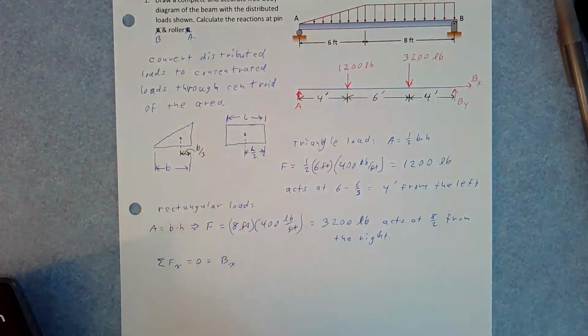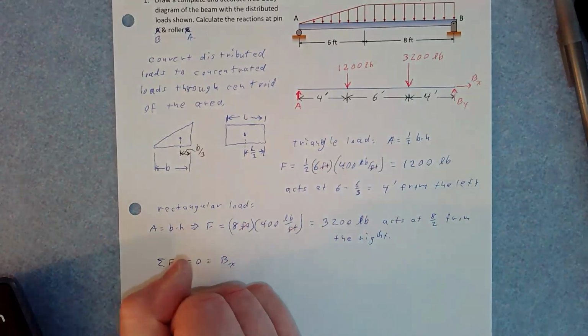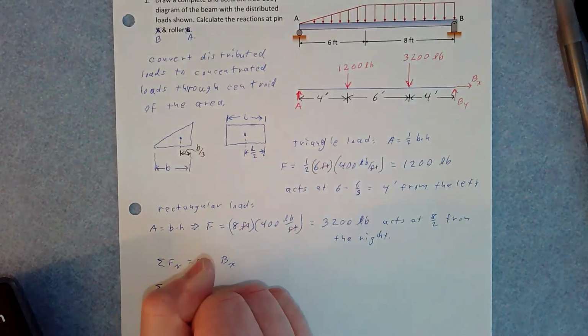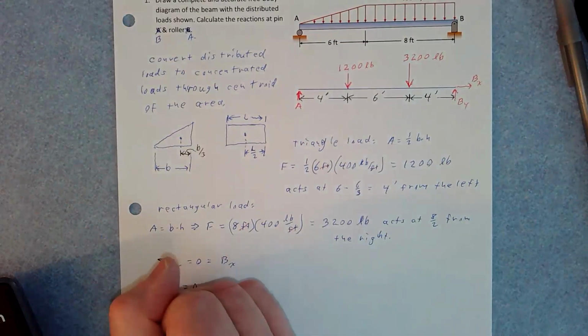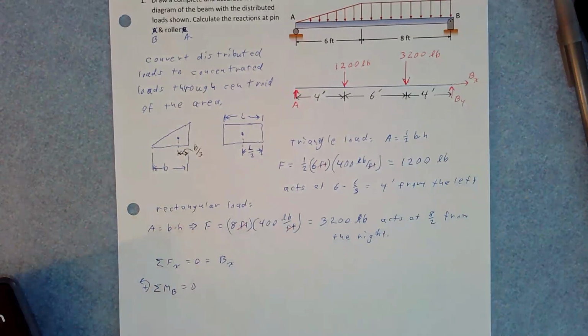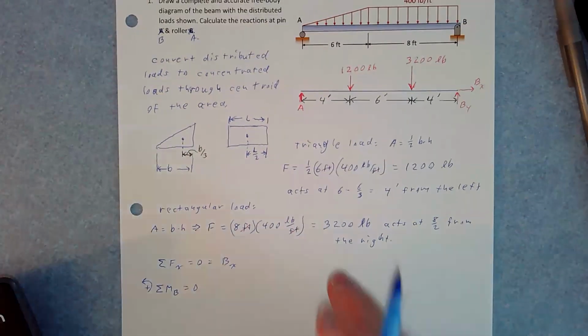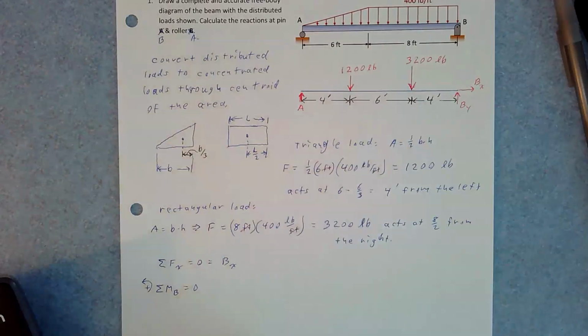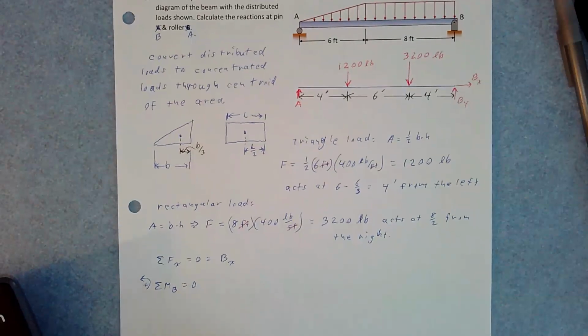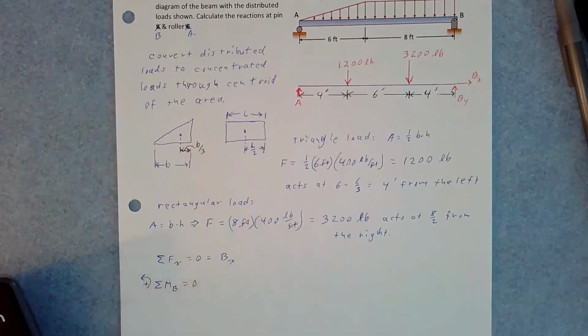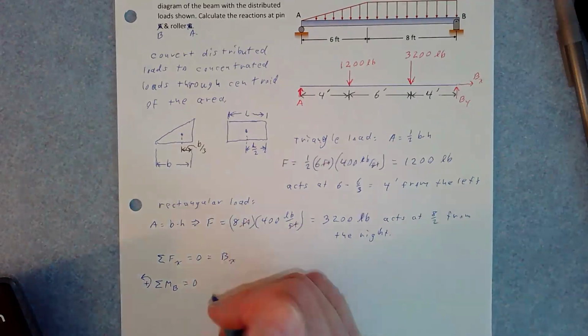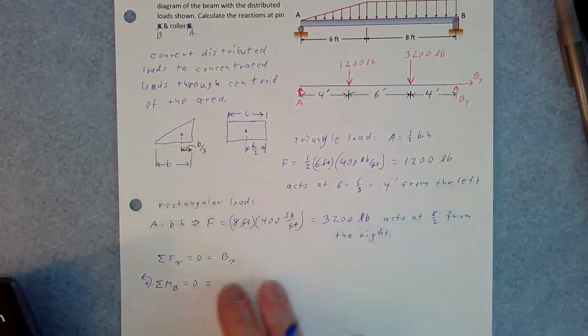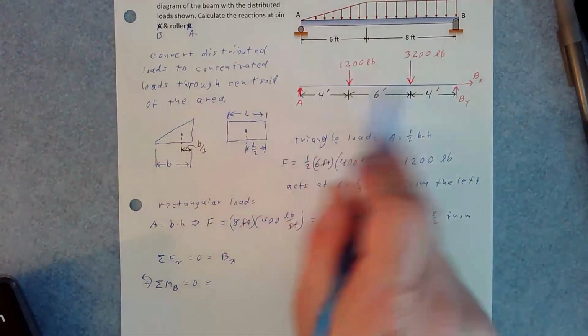So we can do the sum of the moments. I chose the sum of the moments about B equals 0. Now, you can choose B or A, doesn't matter. If you choose B, you're going to find the force A. If you choose A, you're going to find the force By. Try it both ways, you should get the same answer, right? This is a good way to practice the problem. So I'm doing the sum of the moments about B. You try the sum of the moments about A. Either way works.